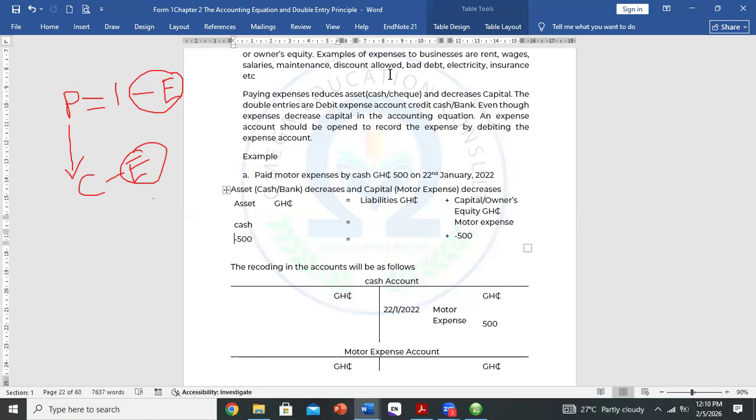The expense increases, but that increase has a net effect on capital by way of decreasing capital. So don't confuse the decrease in capital with the increase in expense.